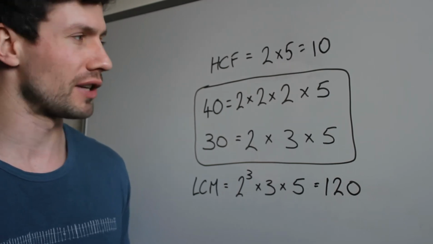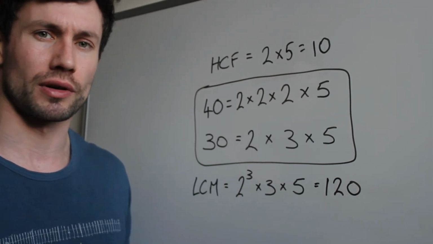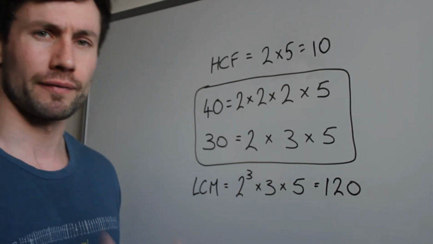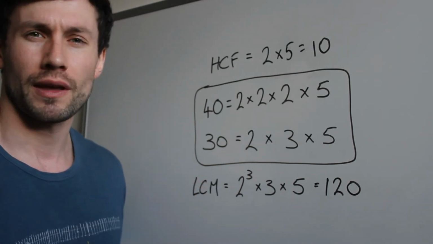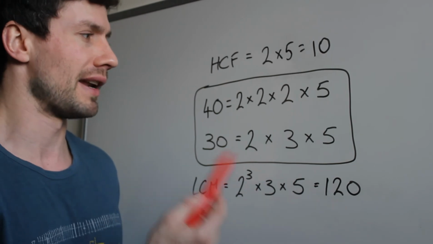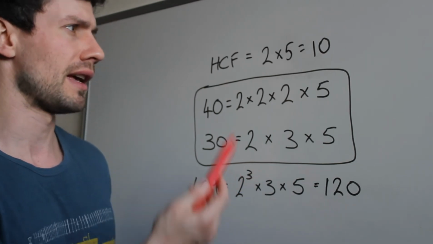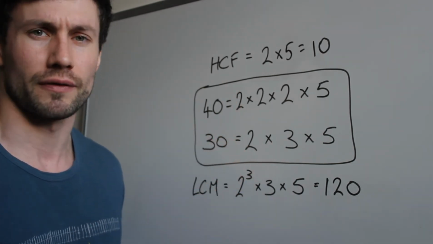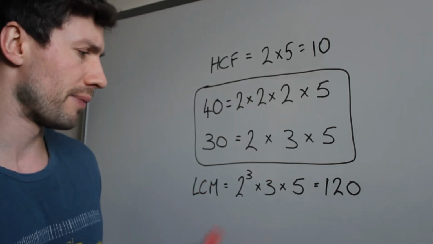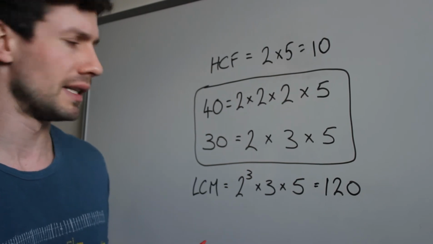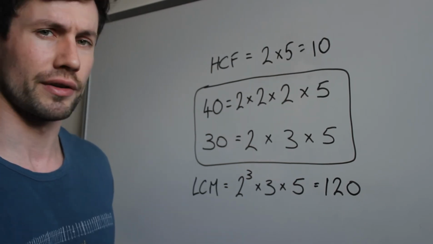Now let's ask the question of why this process works. In order to demonstrate, I've come to the whiteboard and I've picked two new numbers, 40 and 30. In the box in the middle, I have written out their prime factorizations, and above we've got the highest common factor of these two numbers, 2 times 5 equaling 10. And at the bottom I've got the lowest common multiple of these two numbers, which is 120.